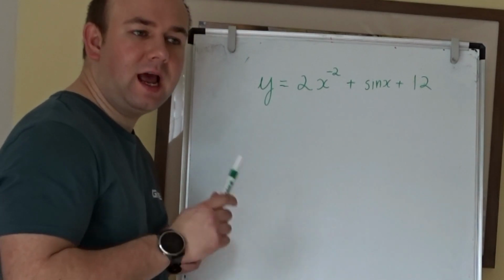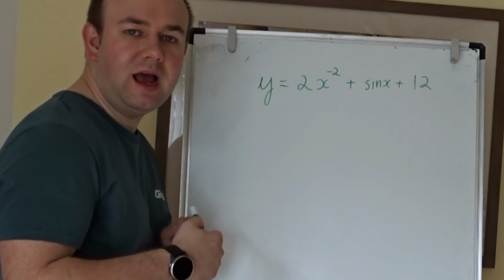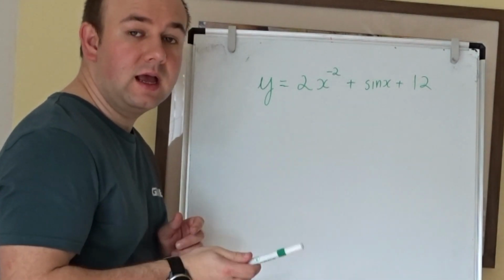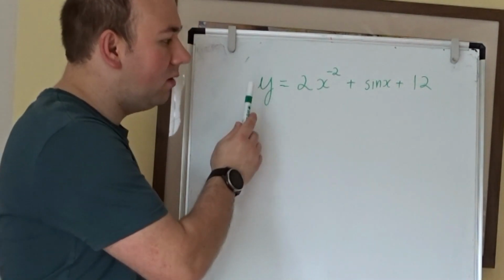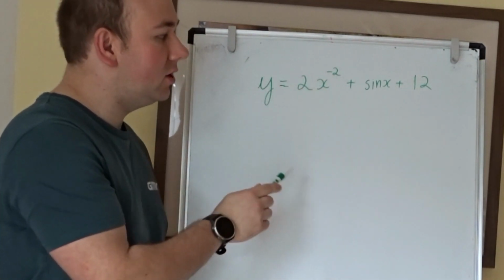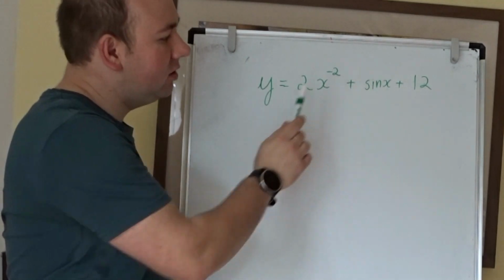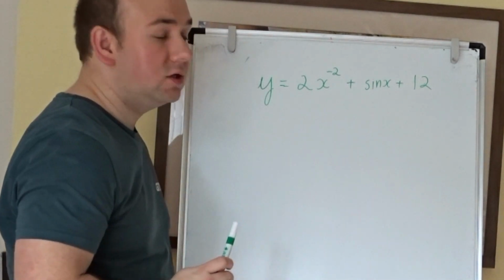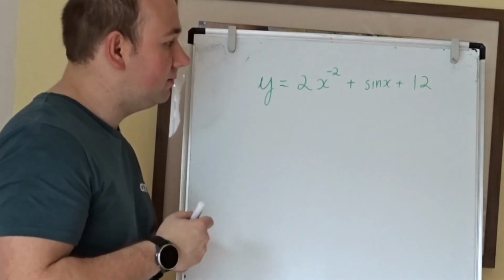In today's episode we're going to ask the question, what happens if you have a summation of these simple functions, i.e. something like this, where y is equal to 2x to the minus 2, so that's one simple function, added to sine x, which is another simple function, plus 12, which is a constant.